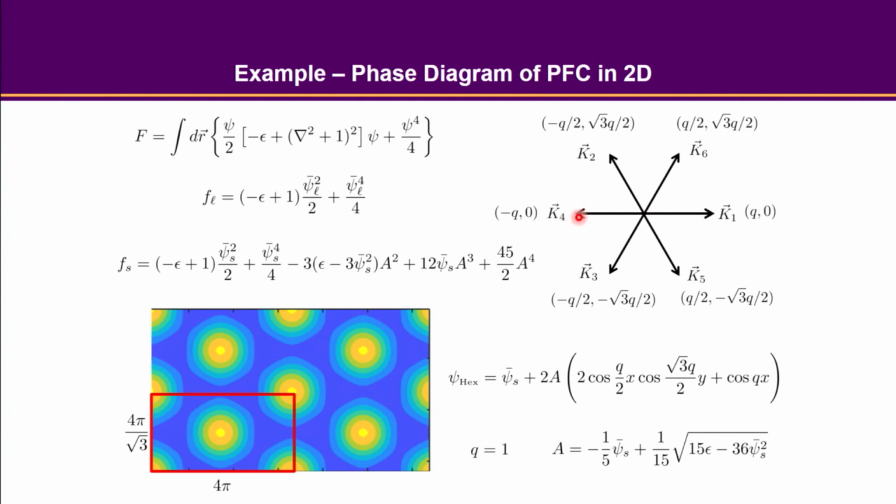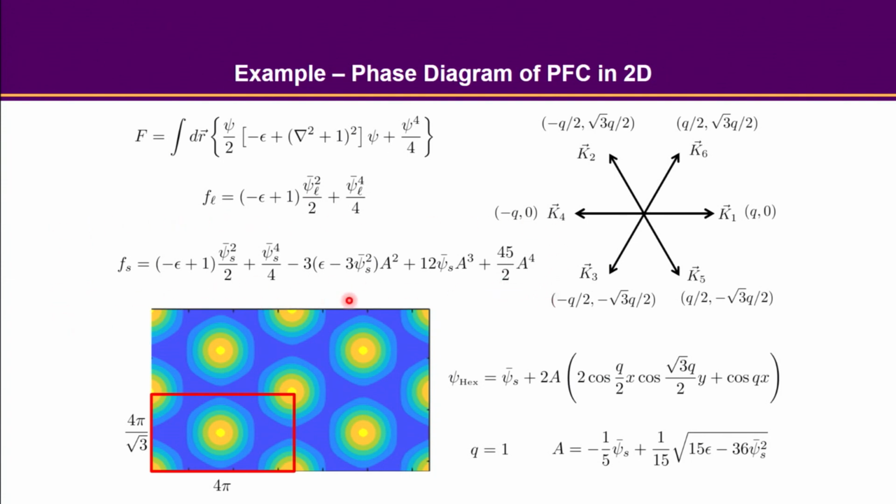So you see K4 is the negative K1, K5 is the negative K2, and K6 is the negative K3. Of course you can have your own different choice. You probably can choose K1 to be along the y-axis, and the solution is going to be slightly different. But if you do the summation of those 6 plane waves, that's the solution you are supposed to get. All right, and just plug this ansatz for the density into the free energy, and do an integration over one unit cell, and the energy density should have the form like this.